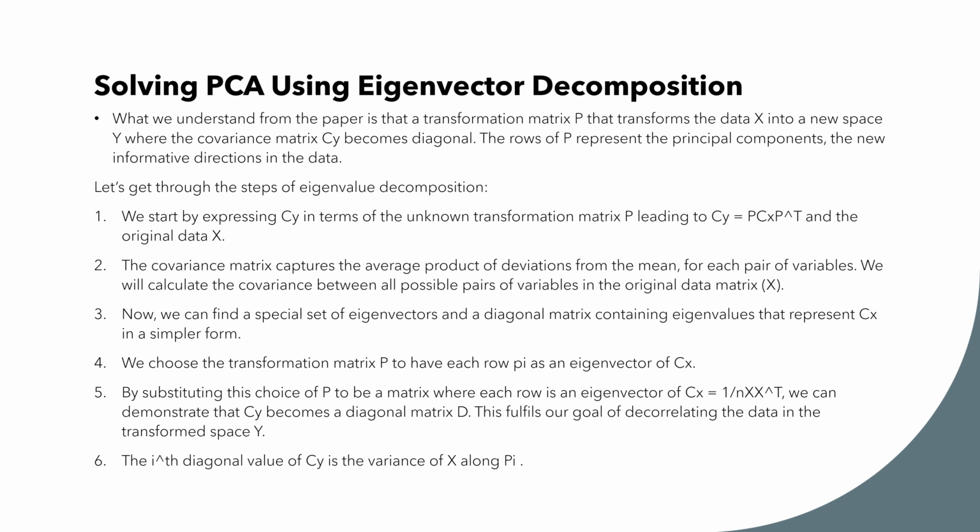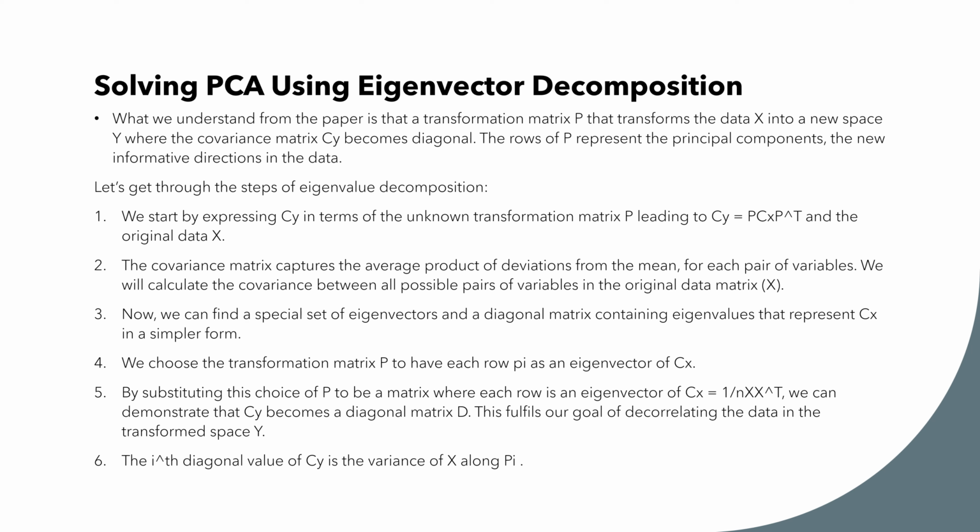So now I'll take over from here and we'll see how to solve PCA using eigenvector decomposition. What we understand from the paper is that there is a transformation matrix P that transforms the data X into a new space Y, where the covariance matrix CY becomes diagonal. The rows of P represent the principal components and the new informative directions in the data. So let's get through the steps of eigenvalue decomposition.